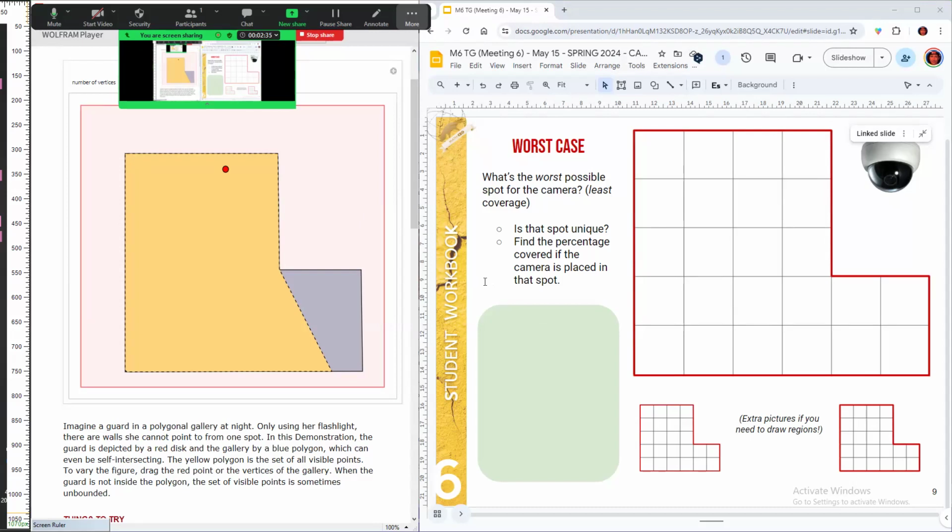So what's the worst possible spot for the camera in this room? So the one that gets you least coverage. Let's take a look. We've recreated the room, which has 6 sides. It's this polygon having 6 sides. If we were to look for the best coverage, we would place the camera somewhere here that you would get 100% coverage, as you can see.